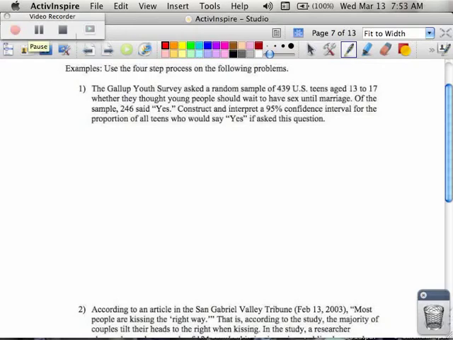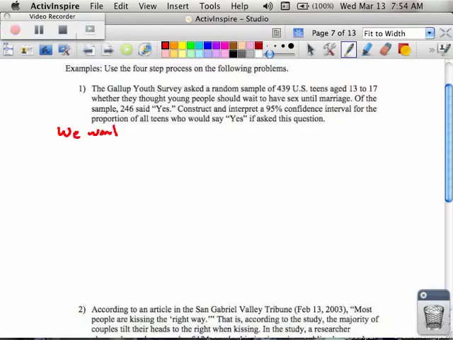In our first example, we have the Gallup Youth Survey asking a random sample of 439 U.S. teens ages 13 to 17 whether they thought young people should wait to have sex until marriage. Of the sample, 246 said yes, and we're going to construct and interpret a 95% confidence interval for the proportion of all teens that would say yes if asked this question. So step 1.